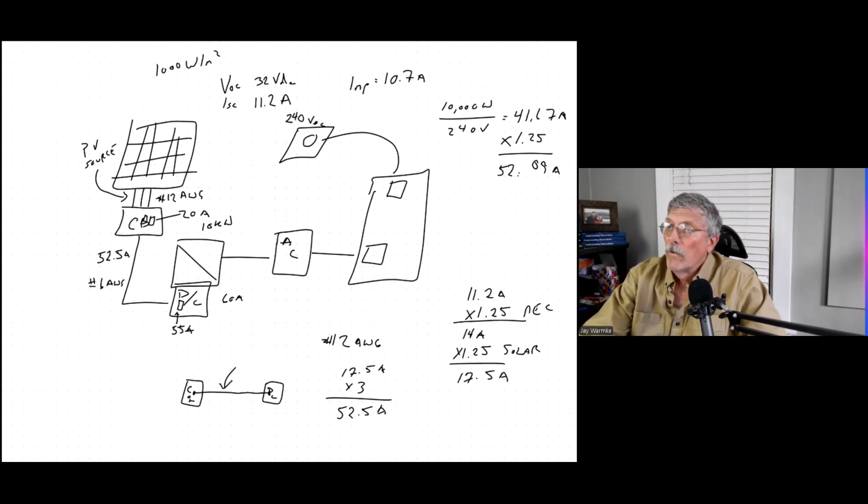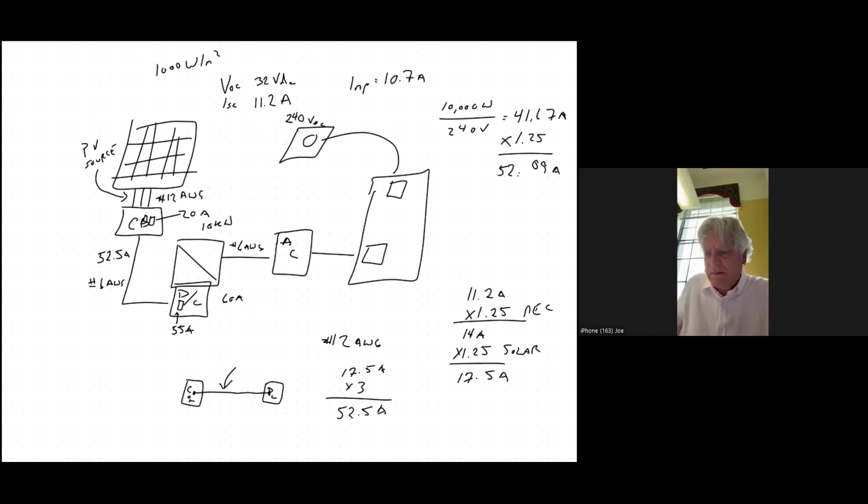52, well, we're going to stick with 6 gauge wire, right? Because that's rated to 55. You clear on that? Yes, I'm clear. Okay.